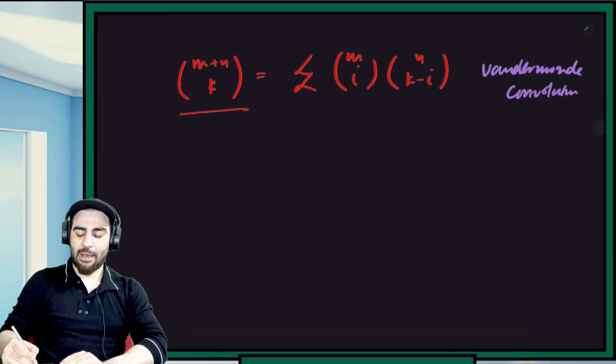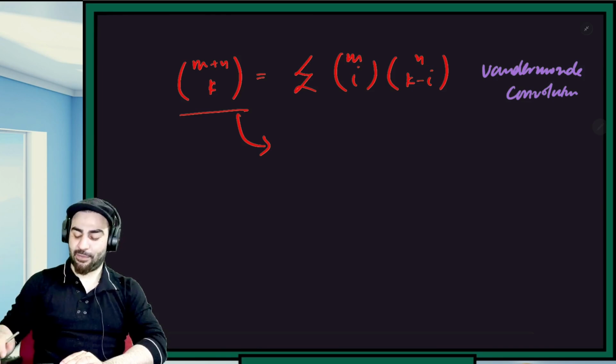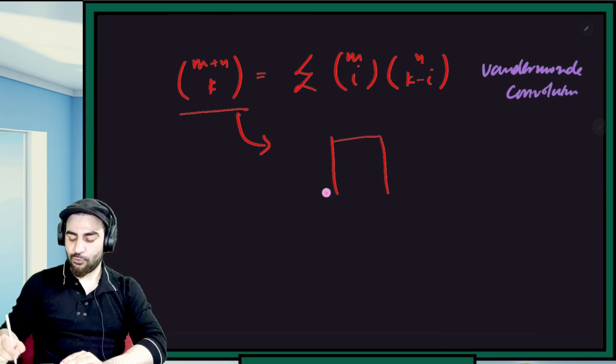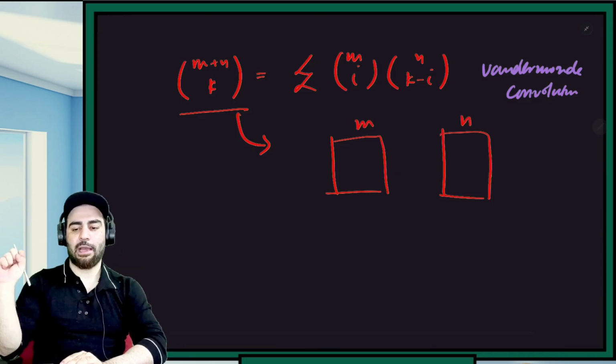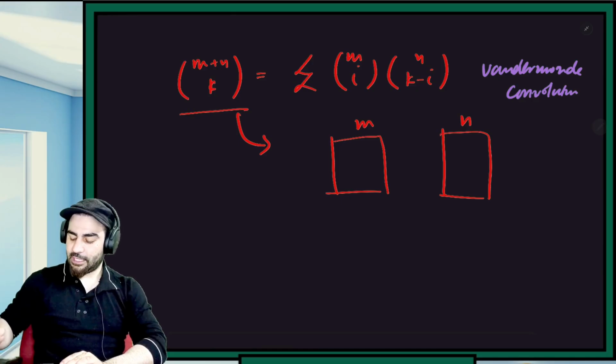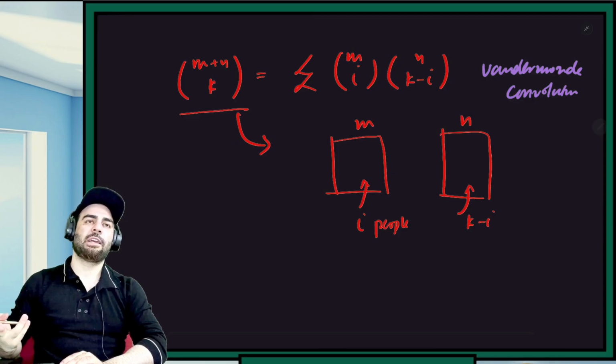So now you have m plus n choose k. What I'm thinking is like this. You have two groups of people. It need not be people, it can be any generic setting, so I'm just taking people. Let's suppose one group has m people and another group has n people. Now what you are trying to do is choose i people from one group and k minus i people from the other. Basically, in total you want to choose k people.